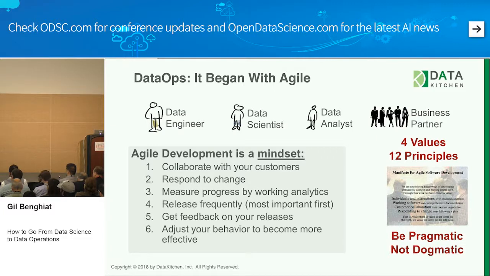And what's progress? It's not documentation. It's not specs. It's working analytics. So depending on what you do, it's data in a warehouse. It's data in a lake. It's a model in production. It's a graph on somebody's desk. It's working analytics. And in order to do that, release frequently, chop your work into small pieces, and work on the most important thing first. And when you release a small piece, get feedback. And then finally, number 5 is focusing on improving the work that you produce. And number 6, adjust behavior. Look at your whole process and fix that as well.